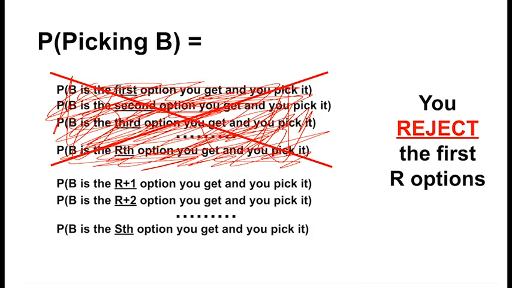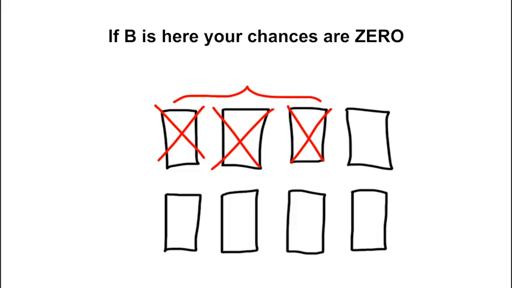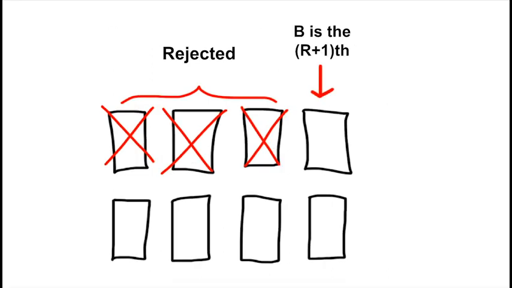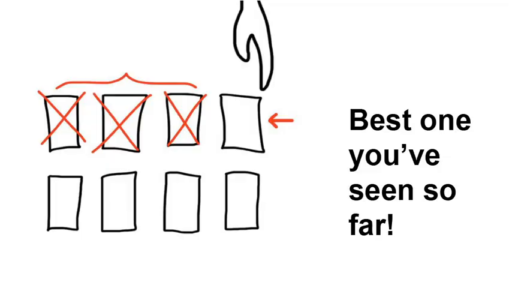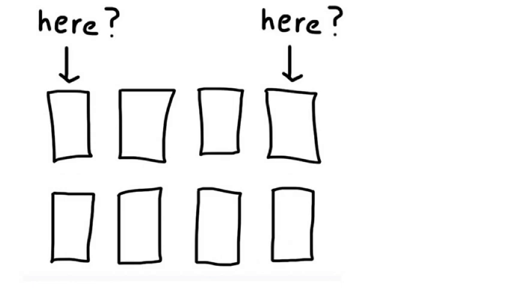Well, if we use optimal stopping theory and we reject the first R terms, if B is among the first R terms, we're going to reject it. Therefore, the probability for the first R terms in the equation above all equals 0. After you've gone through the first R terms, if B is the R plus 1th option, you're in luck, because it's better than all of the first R terms, so you're going to pick it. The probability of B being the R plus 1th option is 1/S. B is just as equally likely to be any of the S possible positions.